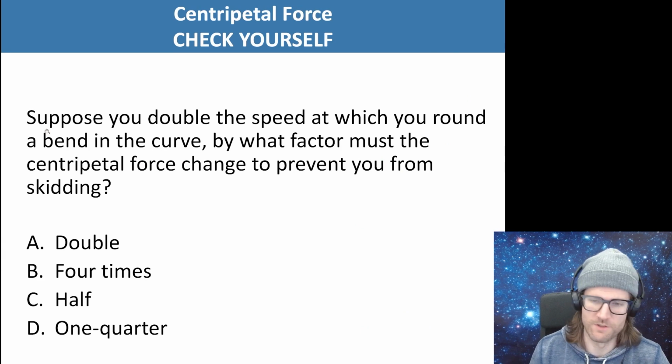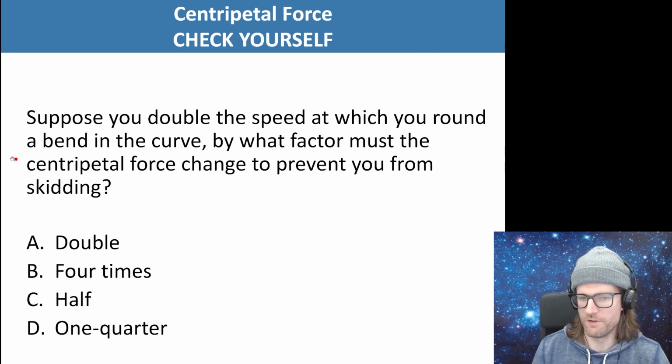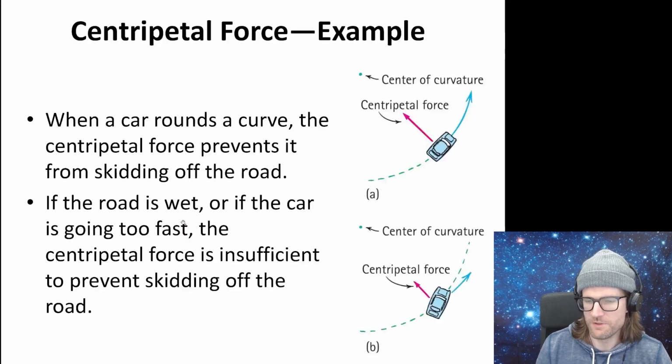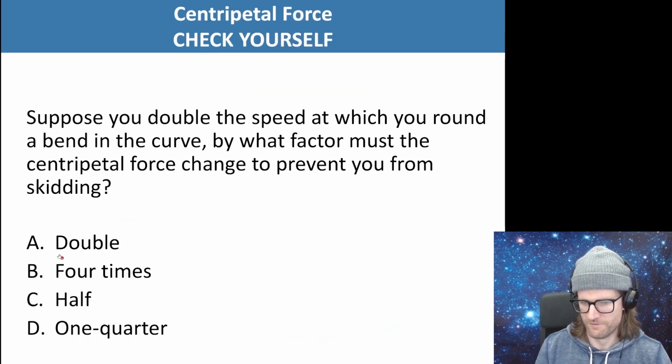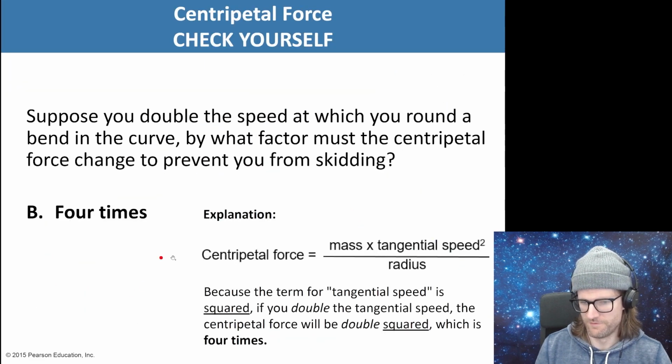Okay, let's do a question. Suppose you double the speed at which you round a bend in the curve. By what factor must the centripetal force change to prevent you from skidding? Okay, so to look at that, we'll look at this formula here. The force is equal to mv squared over r. Since we're doubling our speed, we're quadrupling the force. It's going to be 4 times. And yeah, that's because centripetal force is mv squared over r.